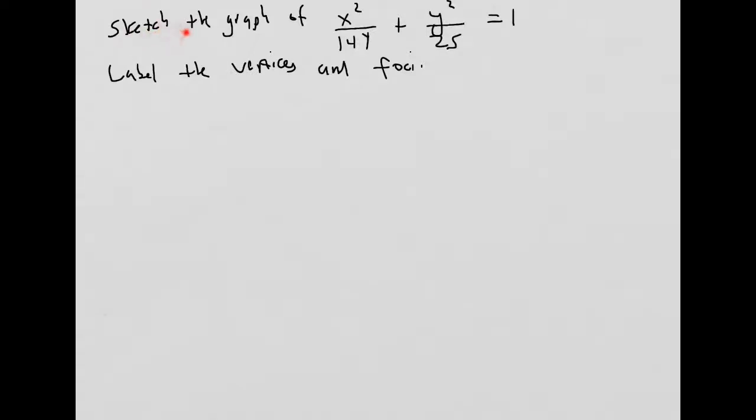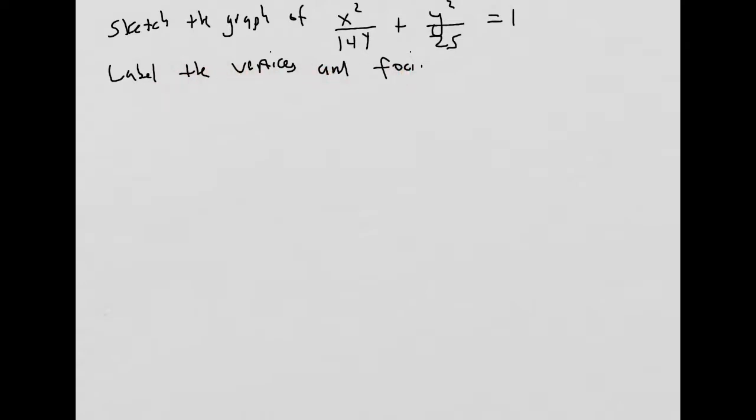Okay, so let's try to sketch the graph of this ellipse. It's x squared divided by 144 plus y squared divided by 25 is equal to 1. On the graph we also want to label the vertices and the foci.